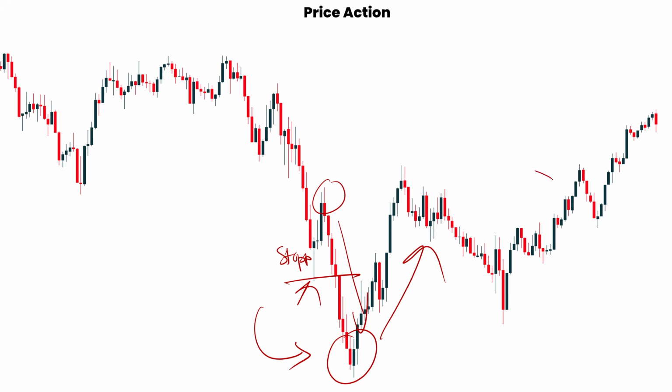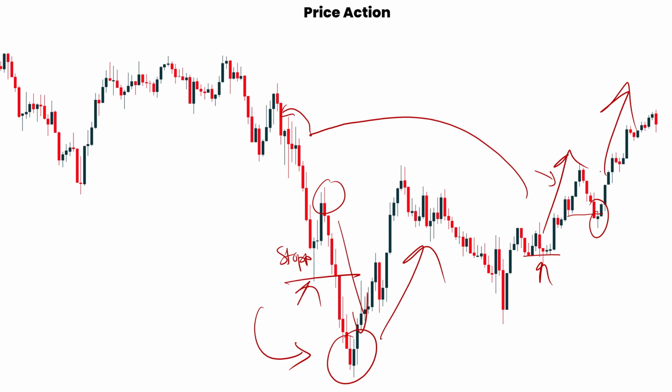Even here we can see this example is the same as this one here. We have this low and then the market shoots to the upside. Even here we have the same thing. That is why you see the market moving to the upside.